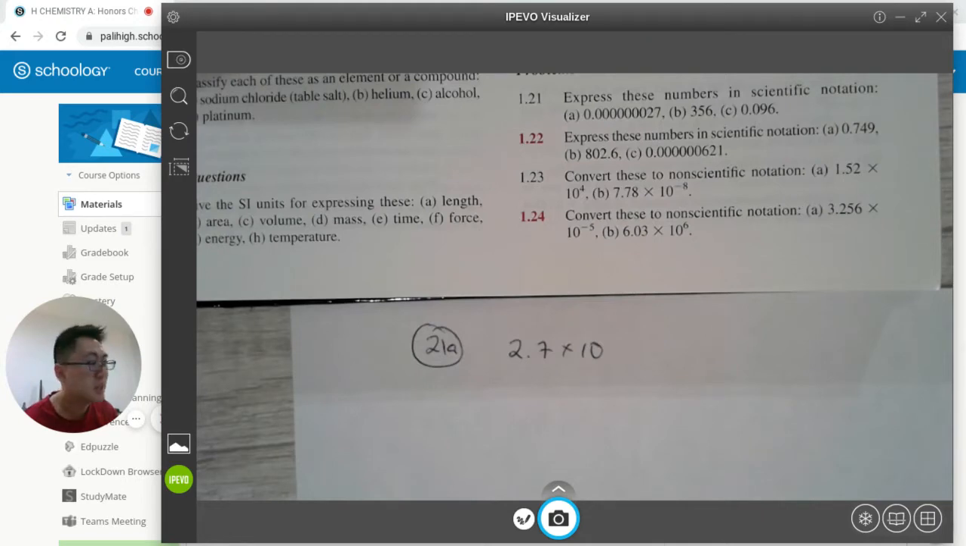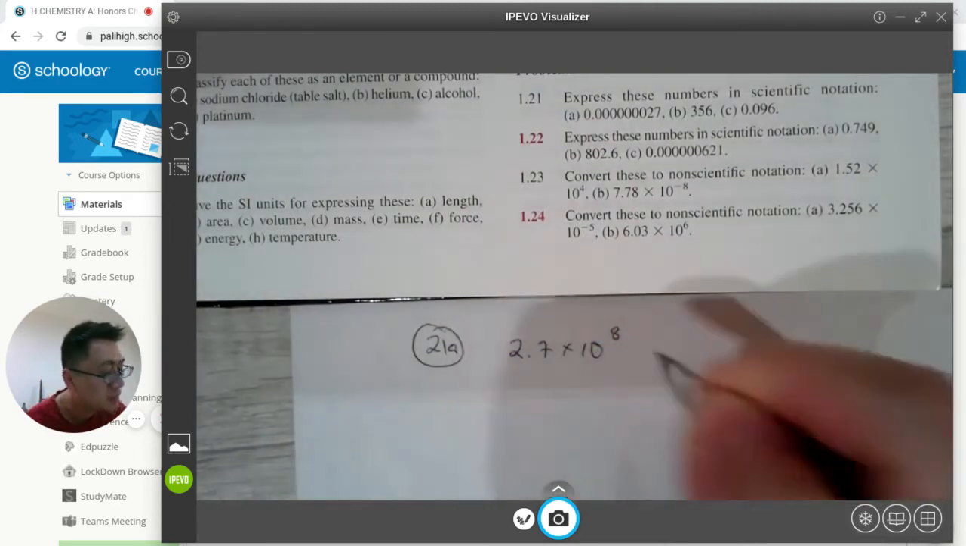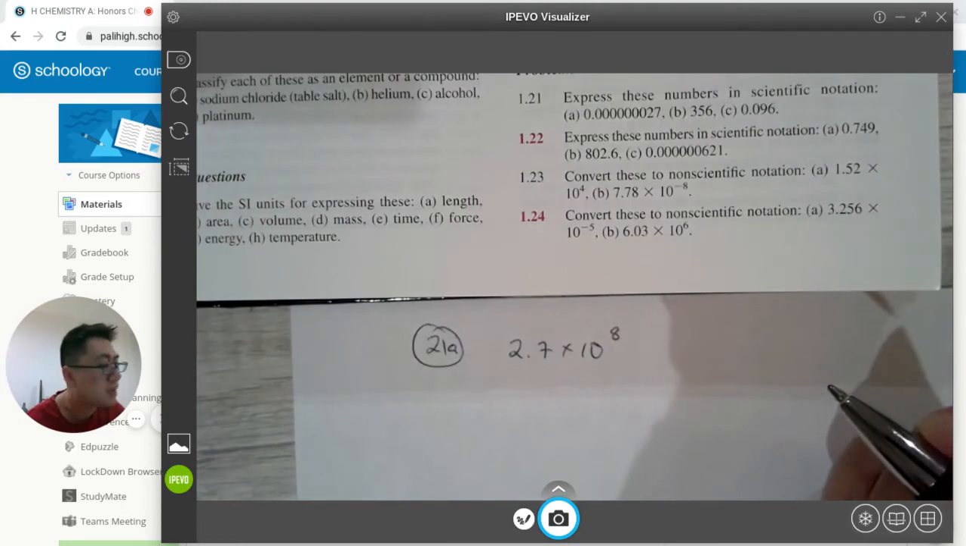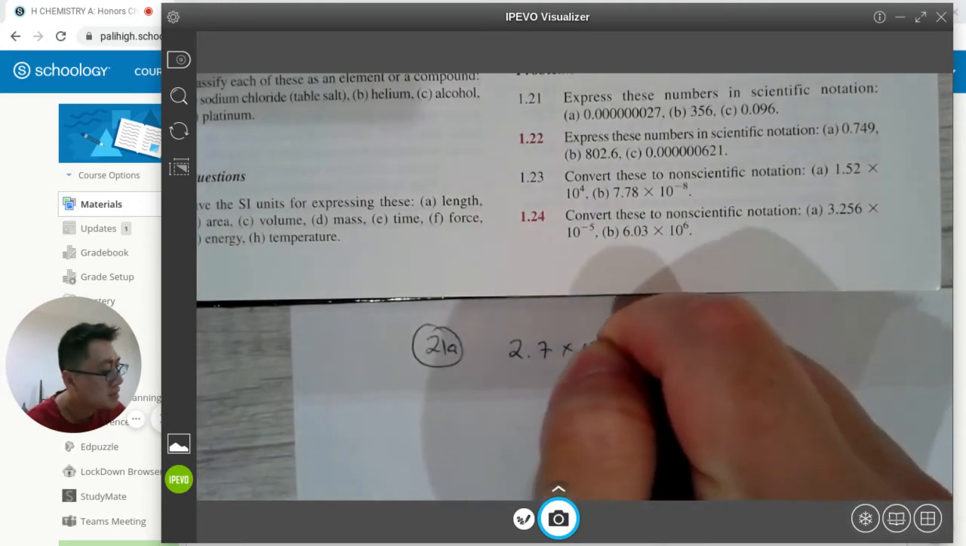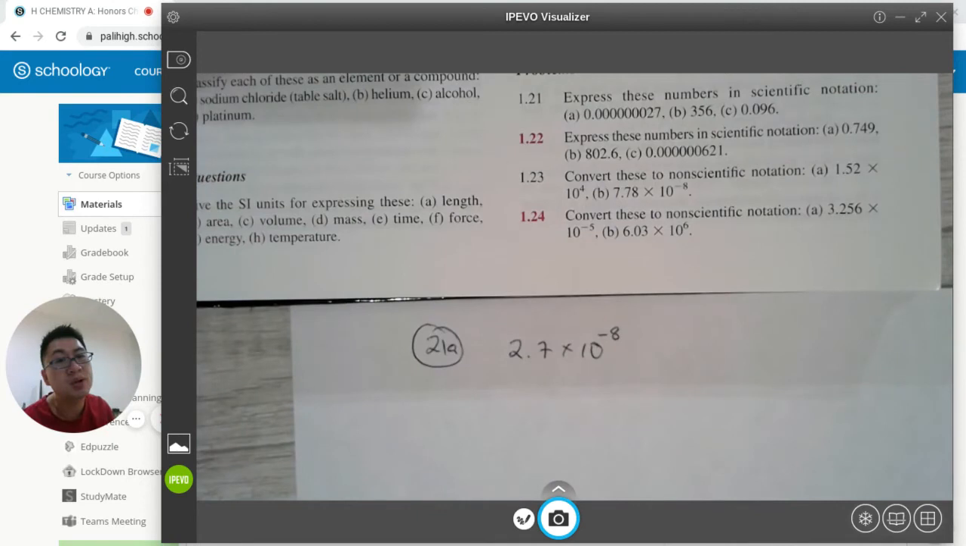Now we just need to count how many times we have to move the decimal point over to become 2.7 times 10 to the e, and then move the decimal point over 1, 2, 3, 4, 5, 6, 7. I believe it's 8 times. The only thing is positive or negative 8? And yes, it's negative 8 because it's a small number, or you could say you move the decimal point to the right. So 2.7 times 10 to the minus 8.